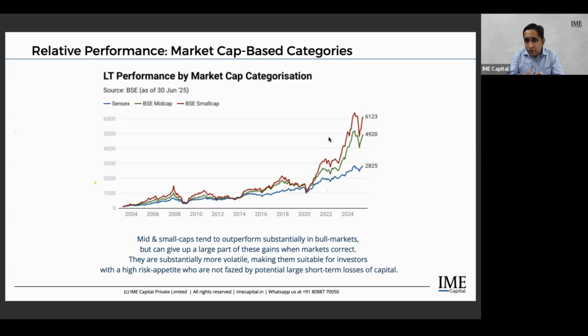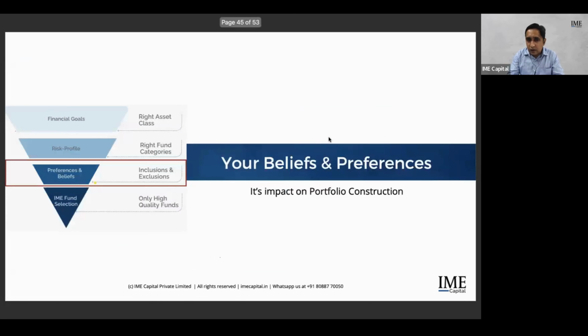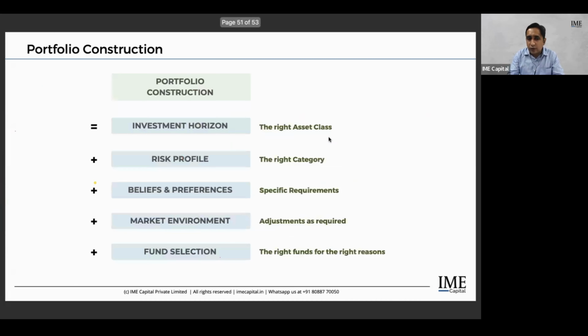So US tariffs are just one of many factors that you look at when you are building portfolios. But the market environment is a very important overlay that you do need to have when building out the portfolio.